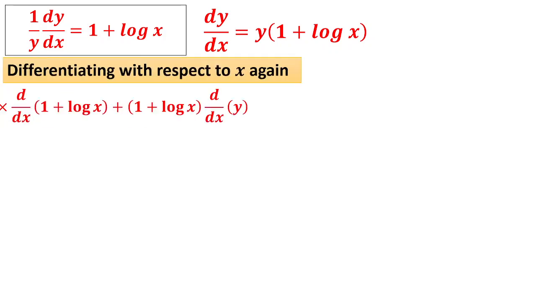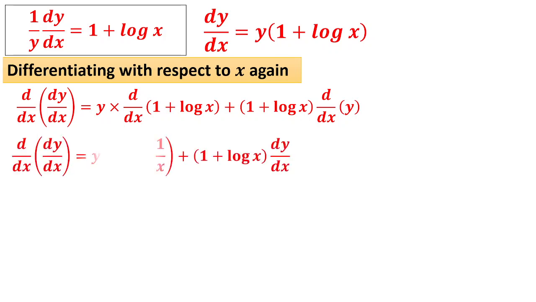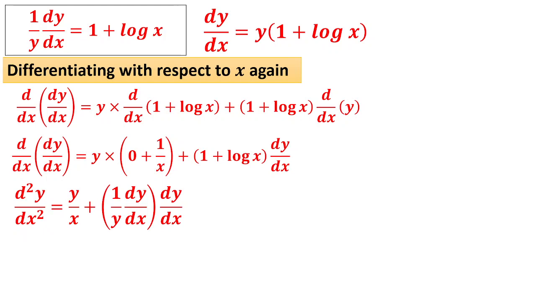Again differentiated once again. Differentiation of the left hand side is d by dx of dy by dx. Right hand side keep y, differentiate 1 plus log x plus 1 plus log x into differentiation of y. Now once again, what's the differentiation of 1 plus log x? It is 0 plus 1 by x. Differentiation of y with respect to x is dy by dx. Left hand side is d square y by dx square. Right hand side y by x plus 1 by y into dy by dx.